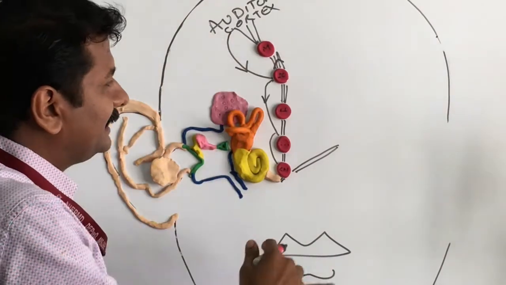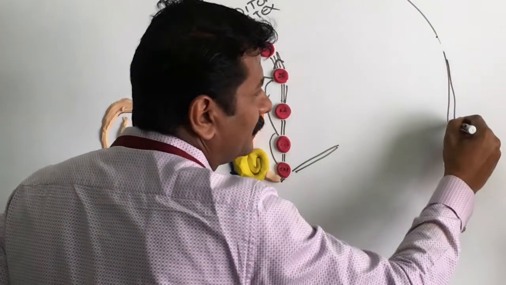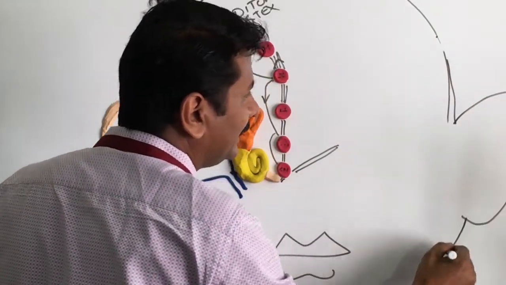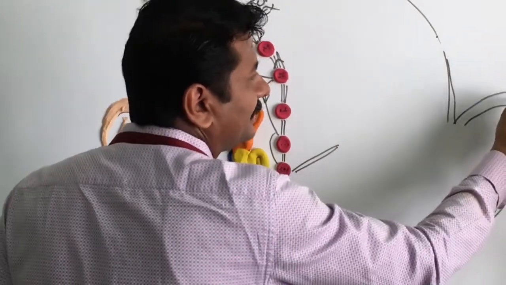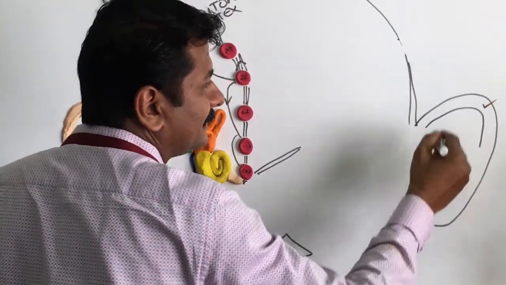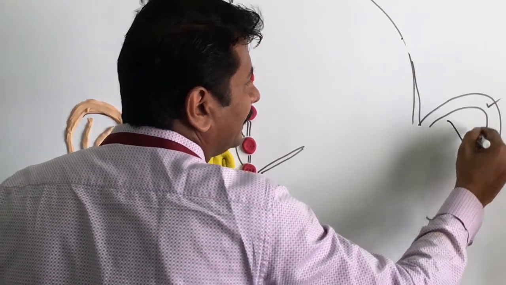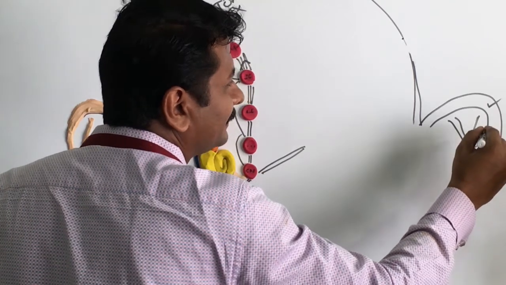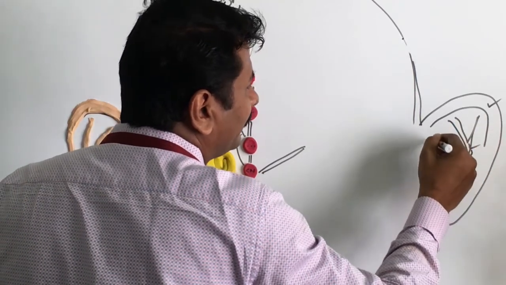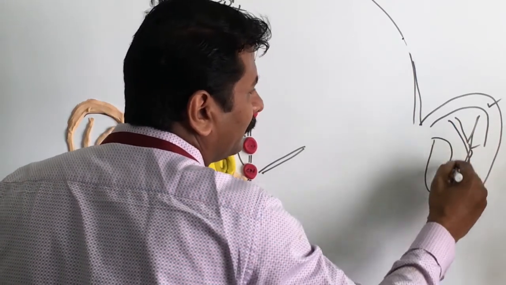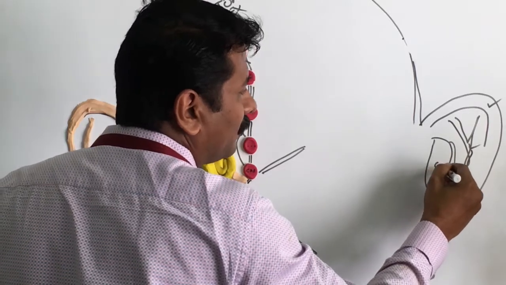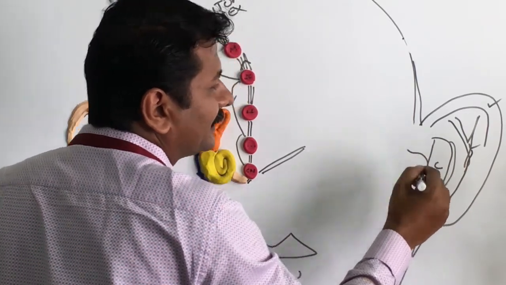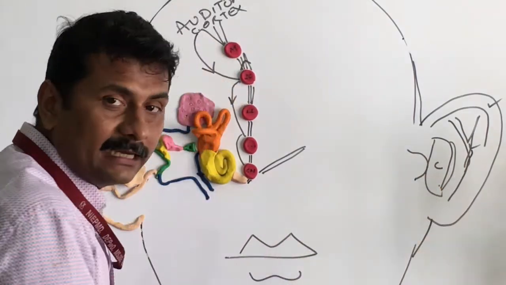Just to recapitulate, I'll be drawing it on the opposite side. We draw this as the external ear. In the external ear, as it is shown, we have the helix. Then we have a triangular portion here. This portion is the anti-helix. Then we have a void here known as the concha. We have the tragus out here and the lobule here.